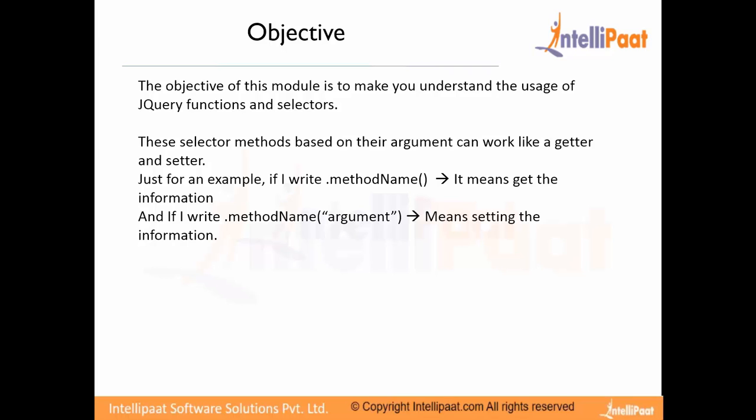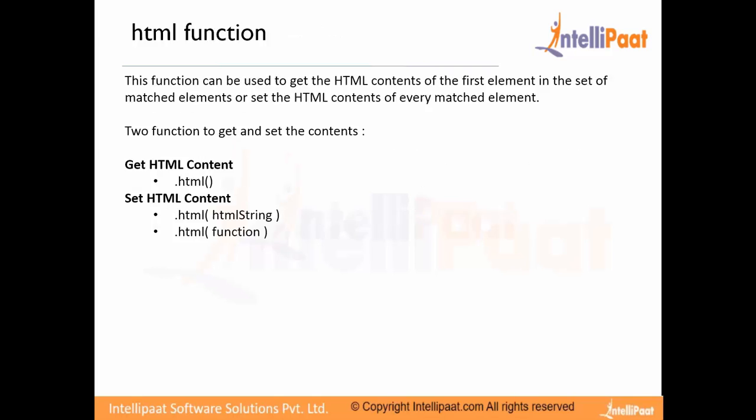For example, if I write a selector dot method name, it means it is used for getting the information. If I pass an argument, it means it is used for setting the value. Let's see some of the functions and the selectors in this session. So let's begin with HTML functions.